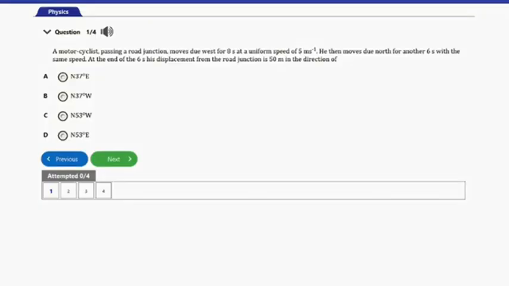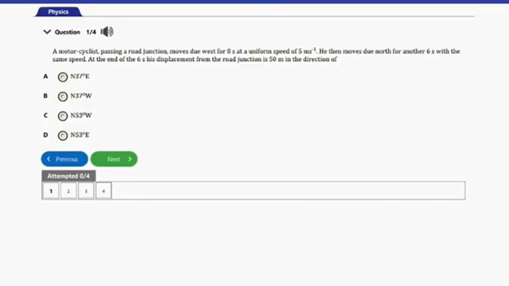It says, a motorcyclist passing a road junction moves due west for 8 seconds at a uniform speed of 5 meters per second. He then moves due north for 6 seconds with the same speed. At the end of the 6 seconds, his displacement from the road junction is 50 meters in the direction of A. 37 degrees east of north, B. 37 degrees west of north, C. 53 degrees west of north, and D. 53 degrees east of north.